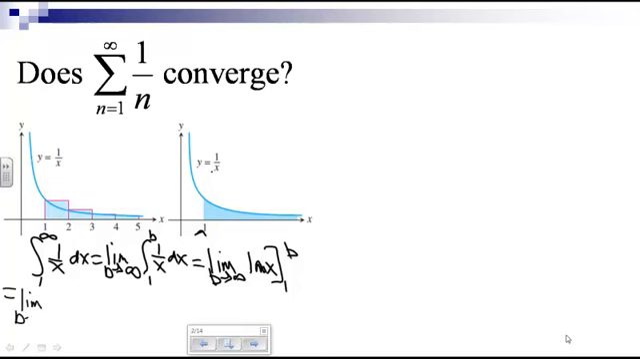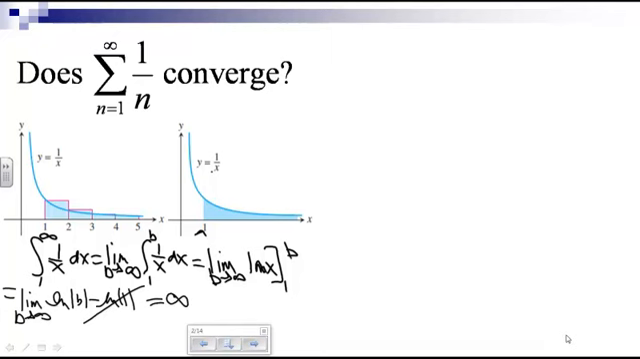So the limit as b approaches infinity of the natural log of absolute b minus the natural log of 1. So natural log b, because natural log 1 is a big whopping 0. So what happens when we apply the limit as b approaches infinity to the natural log of b? You get infinity.